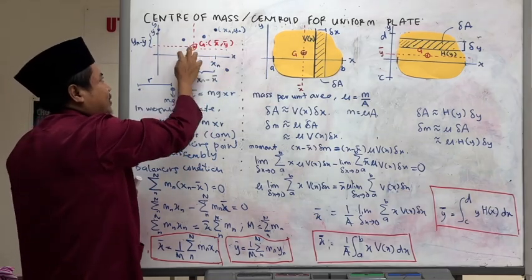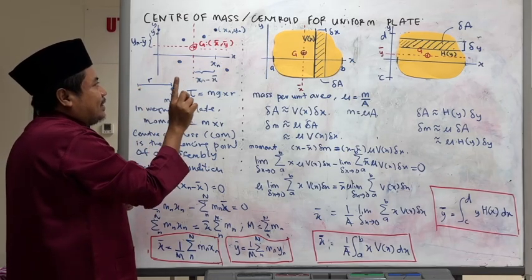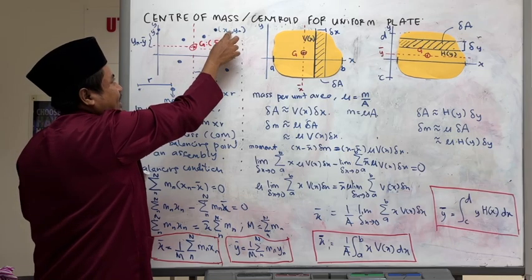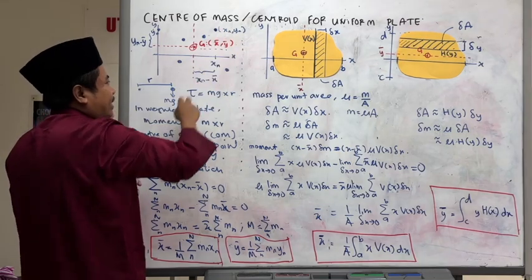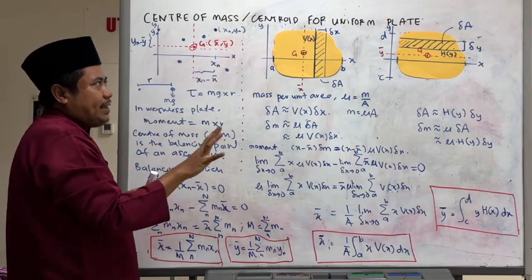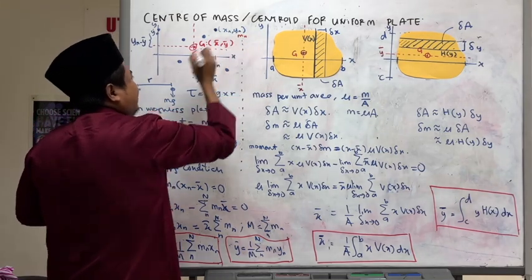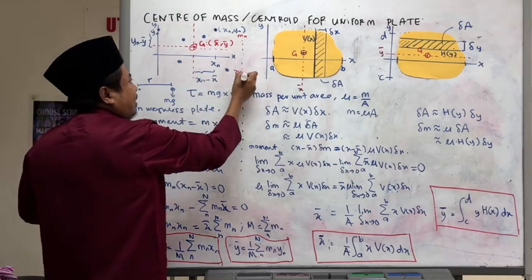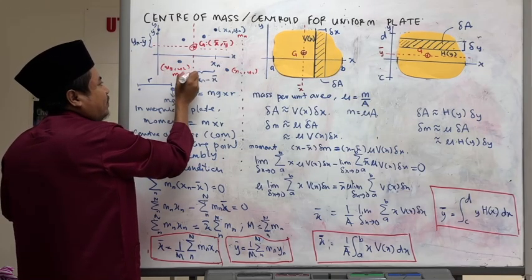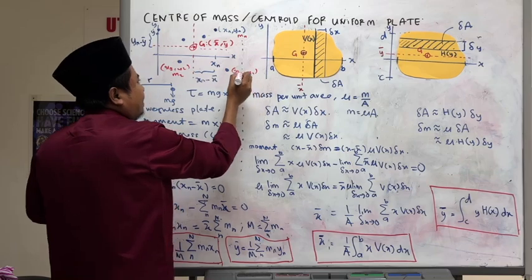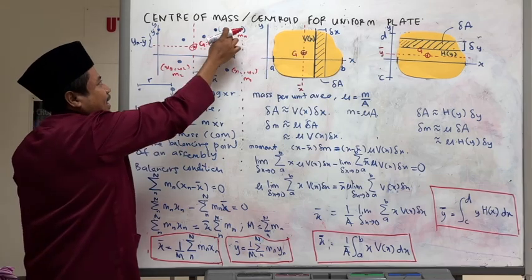We have one, two, three, four. So this is four particles, and each particle is represented by a coordinate xn, yn. Any particle is represented by this coordinate, and each of them has a mass, mn. For example, this is x1, y1 with a mass of m1, and this is x2, y2 with a mass of m2. So arbitrary points are represented by n.